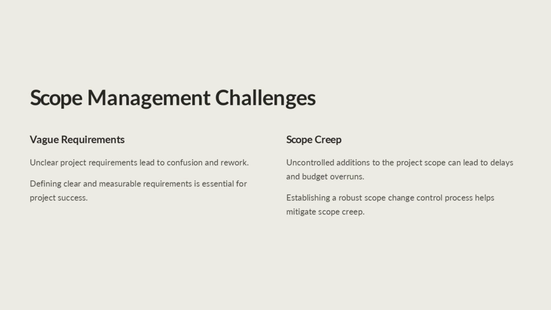Vague requirements are a common challenge in project management. Unclear requirements lead to confusion and rework for the project team. It's essential to define clear, measurable requirements to ensure the project is successful. Scope creep, or uncontrolled additions to the project scope, can cause delays and budget overruns. Establishing a robust scope change control process helps the team manage scope creep and keep the project on track. Defining the project scope upfront and having a process to evaluate and approve changes is key.